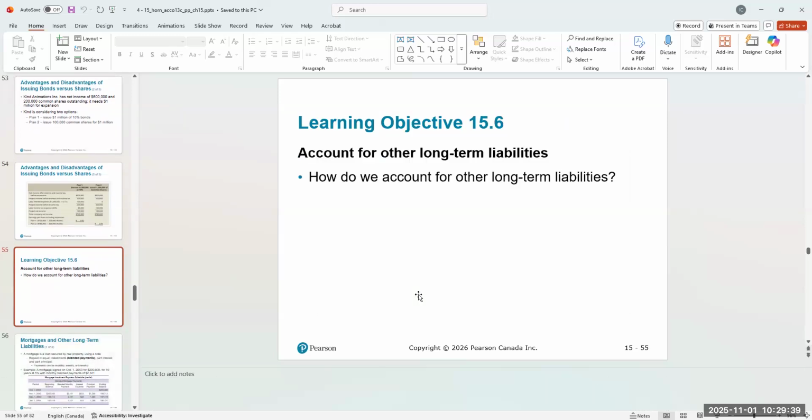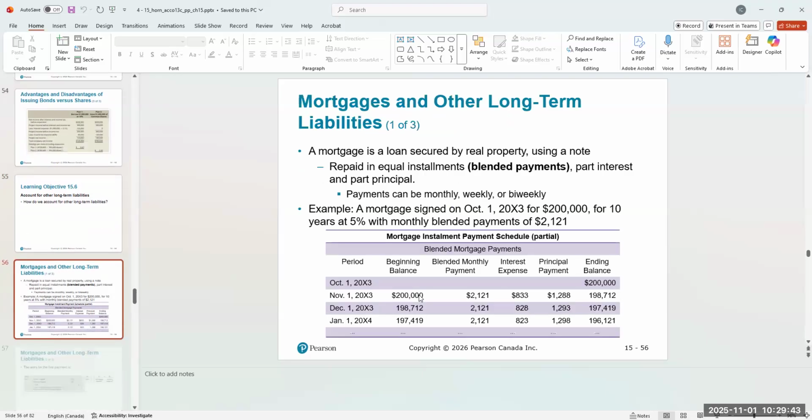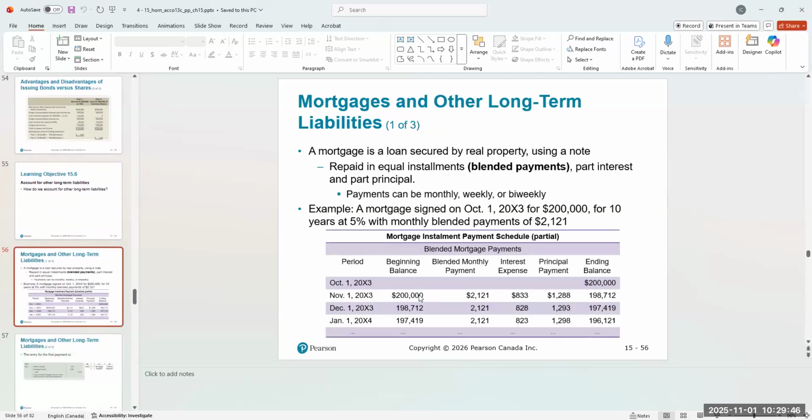Now, what other long-term liability may we see on the balance sheet? Mortgages. What's interesting with mortgages? A mortgage is a loan which is secured by real property. You borrow the money from the bank to buy a house, but you don't fully own the house. The bank owns the house because the loan is secured by the house.